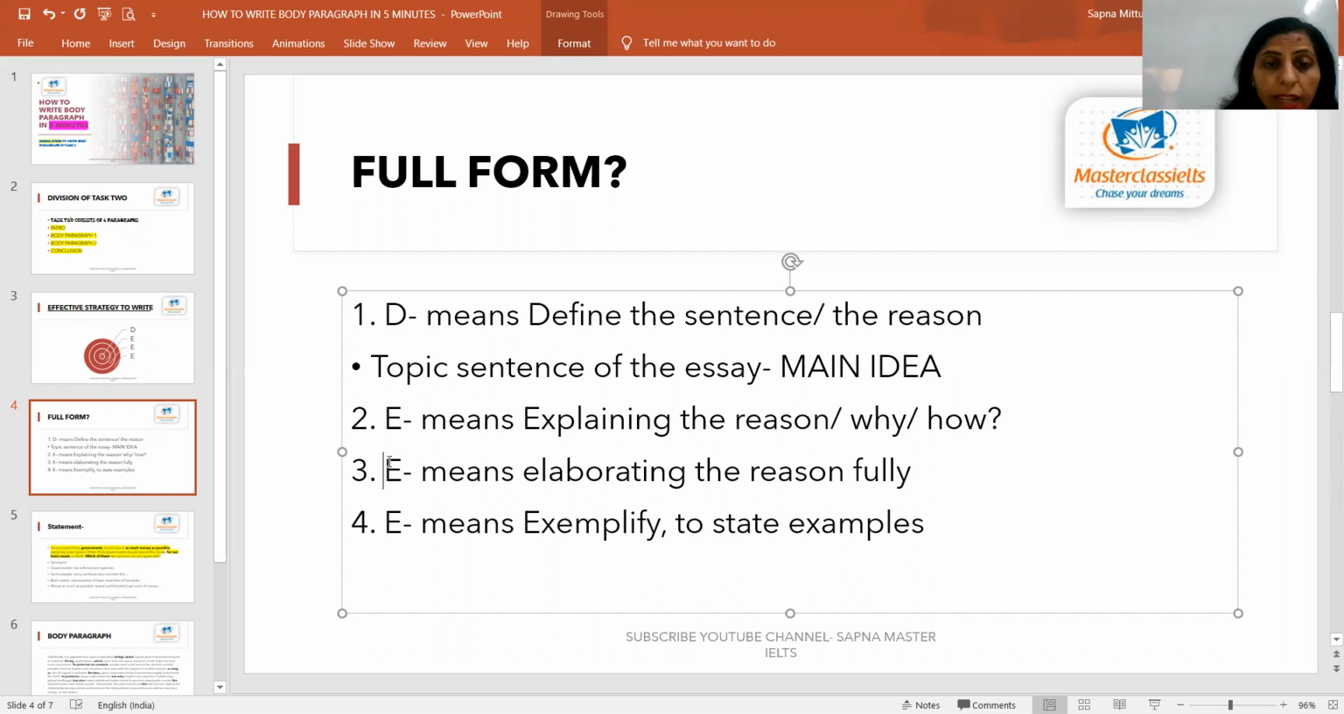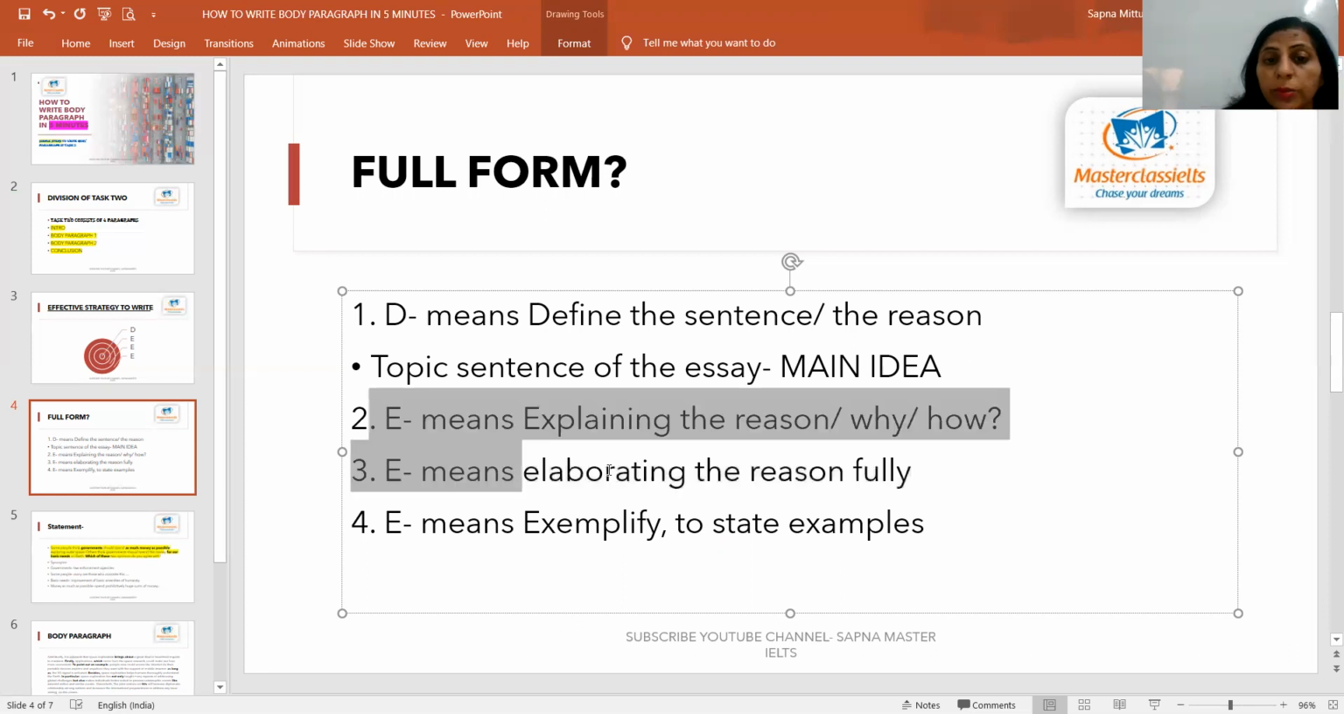Moving to the next E, that means elaborating the reasons fully. It means you have a substantiated view of it, and now you are elaborating each and everything. Why did you give that reason? There is a very thin line between explaining the reason and elaborating the reason fully, because explaining the reason means you are answering why and how. Then elaborating the reason fully means, if you have any other idea related to it, you will give that reason also. That will be perfect.